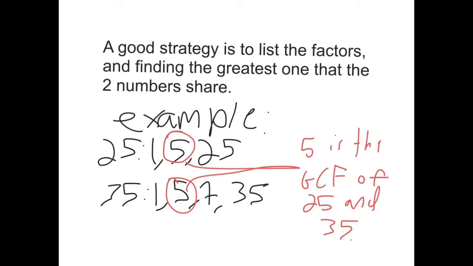A good strategy is to list the factors and find the greatest one that the two numbers share. For example, I listed the factors of 25 and 35. Then I found the common factor, which is 5. 5 is the only common factor, which means that it's the greatest. So 5 is the greatest common factor of 25 and 35.